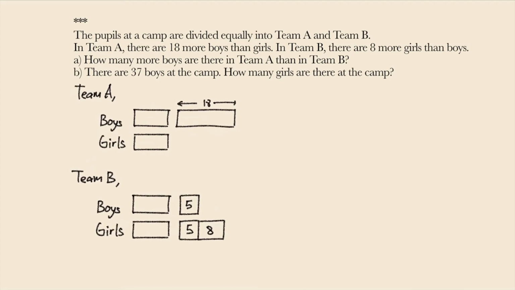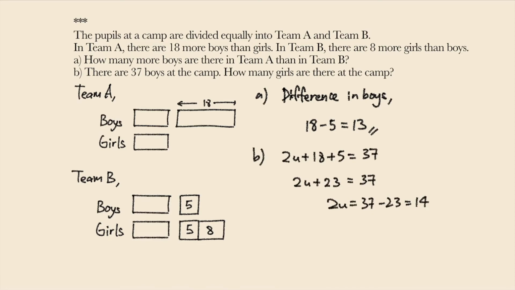Next, how many more boys are there in A than B? So let's look at boys in A versus boys in B. The only difference is just this 18 and 5. So the difference in boys is therefore 18 minus 5, giving us 13.